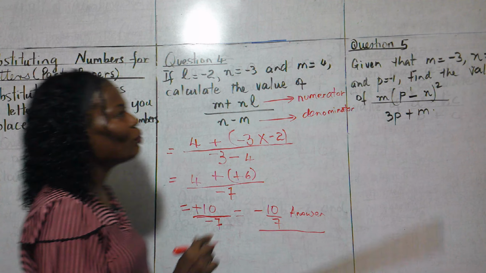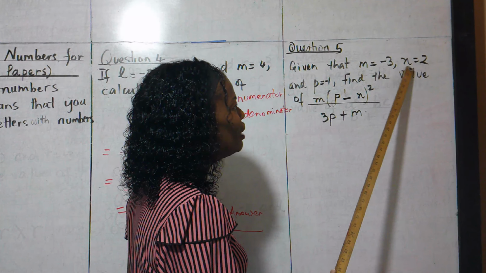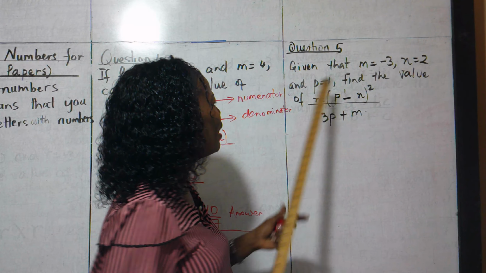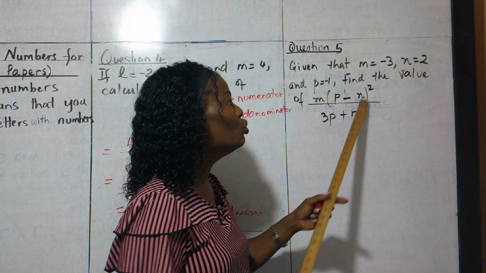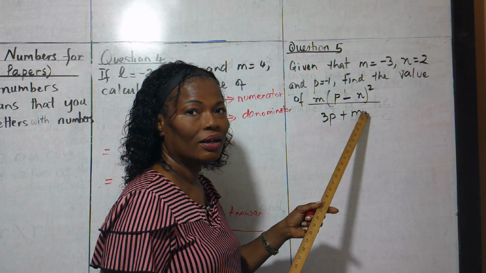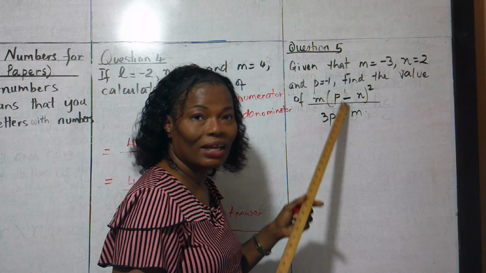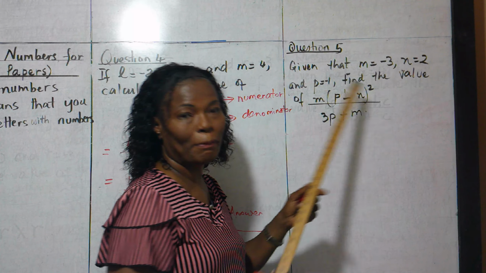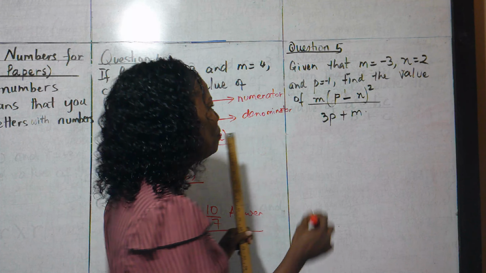Awesome? All right. Question 5 says, given that m equals -3, n equals 2, and p equals -1, find the value of m, open bracket, p minus n, all squared. Now notice it's not n that is squared, but everything inside the bracket is raised to the second power, meaning that we're going to multiply whatever we work out inside the bracket to be. After we have worked that out, we're going to multiply it by itself. That's what square means. And then the denominator is 3p plus m.